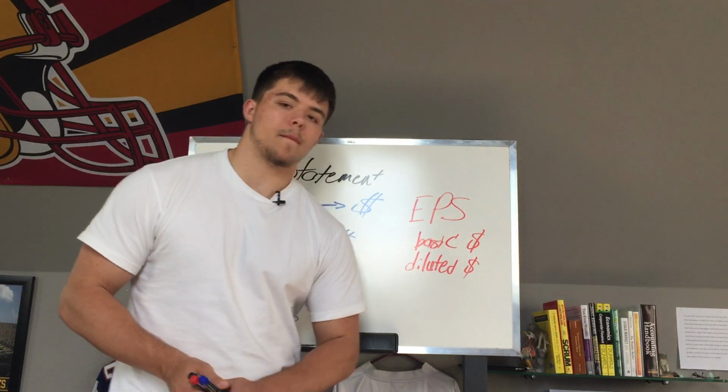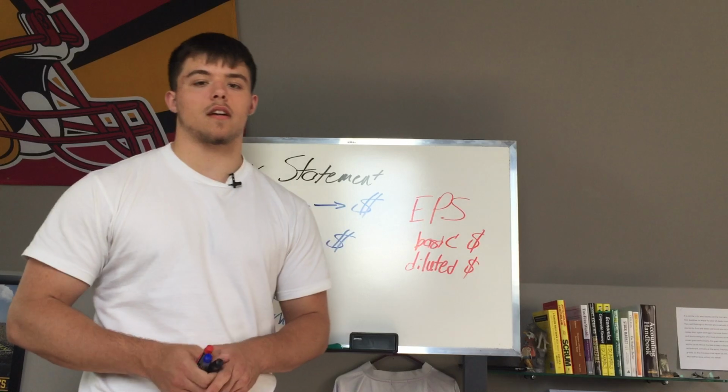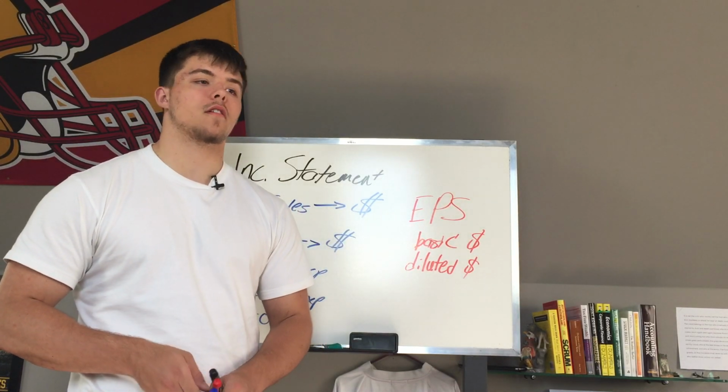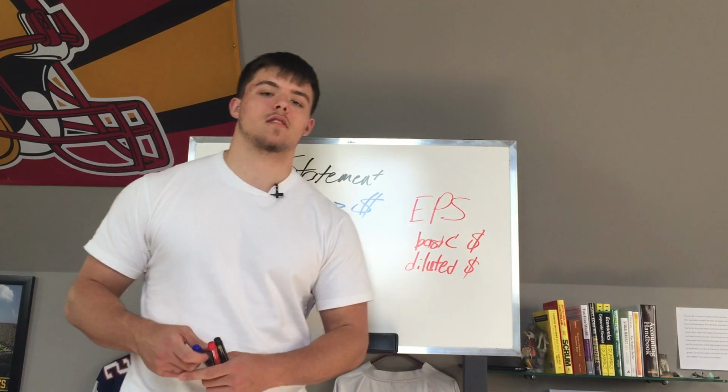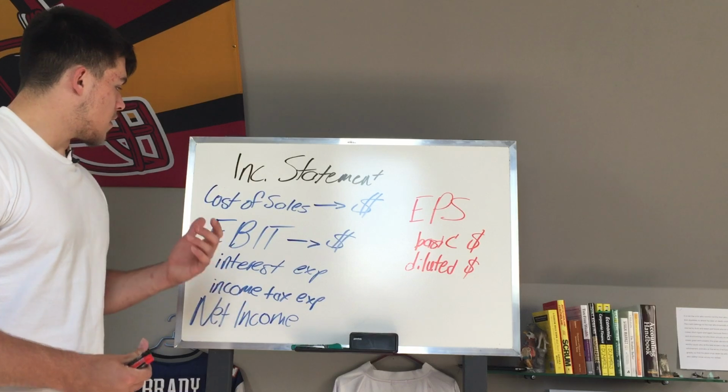So make sure to look at the diluted earnings per share also, because that could be key. If they have a lot of options, they're all converted that year, their earnings per share could be affected significantly. So these are just the basic terms on an income statement.